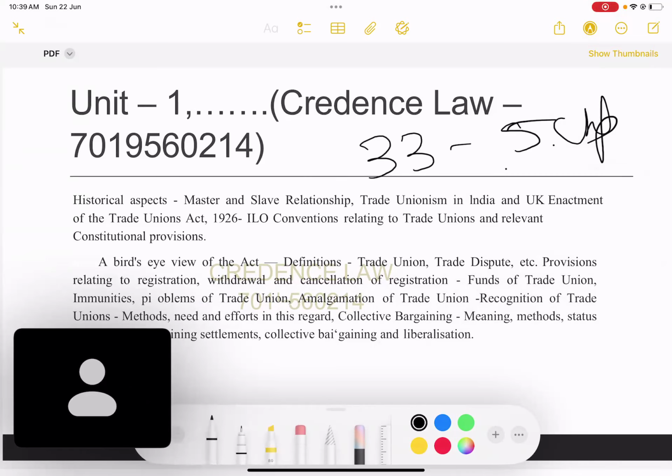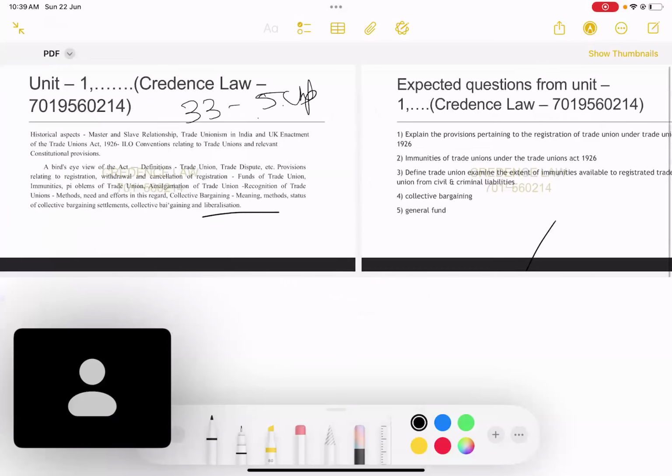And we have chapter 3, which deals with sections 15 to 28, but here sections 15 and 16 are most important. Section 15 is general funds and 16 is constitution of a separate fund for political purposes. These are certain important questions from the first unit.